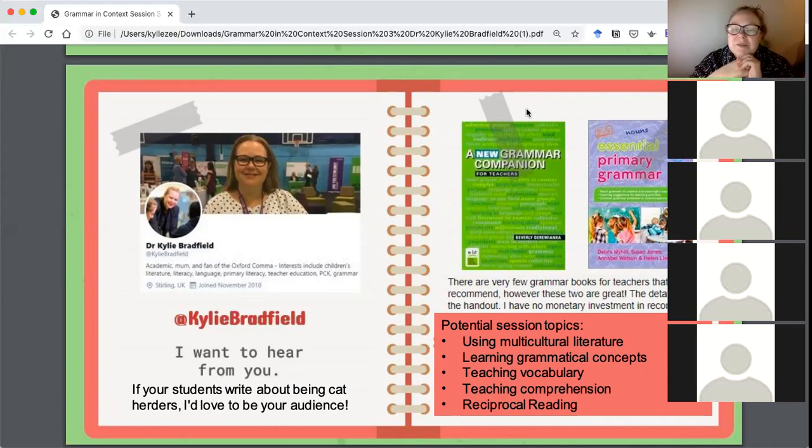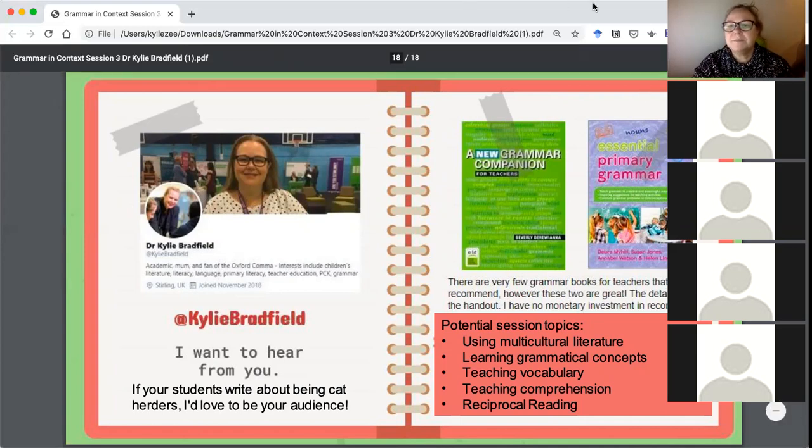Are there any questions about that in general, the writing cycle and the ideas of teaching grammar inside that text level? Does anyone have any questions?